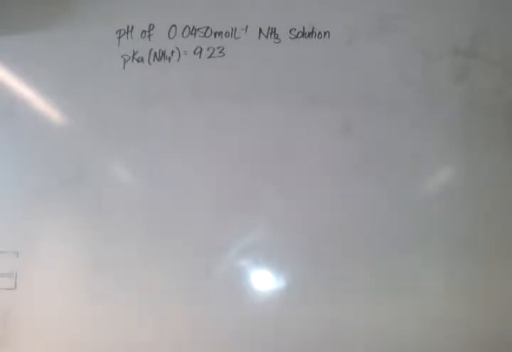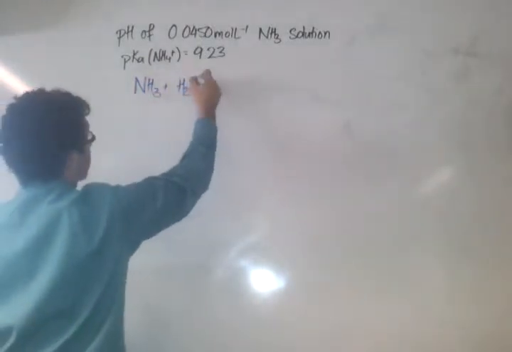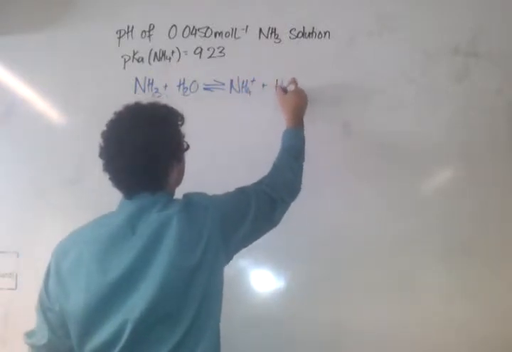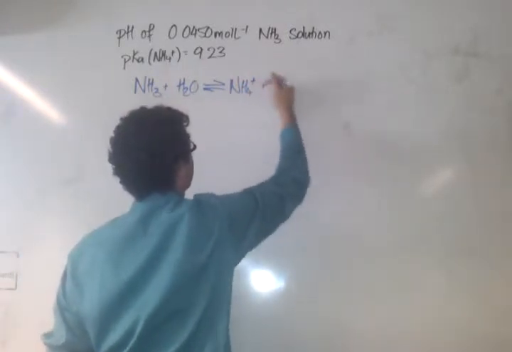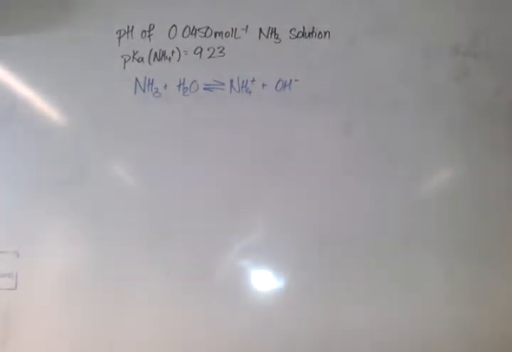I've been given a pKa for its conjugate acid, the ammonium ion, and I'm going to use this information and a few other things to work out what the pH of this solution would be. The first thing I'm going to do is write a balanced equation for the dissociation of ammonia in water, because it's an aqueous solution. Then from this, I can write an equilibrium expression.